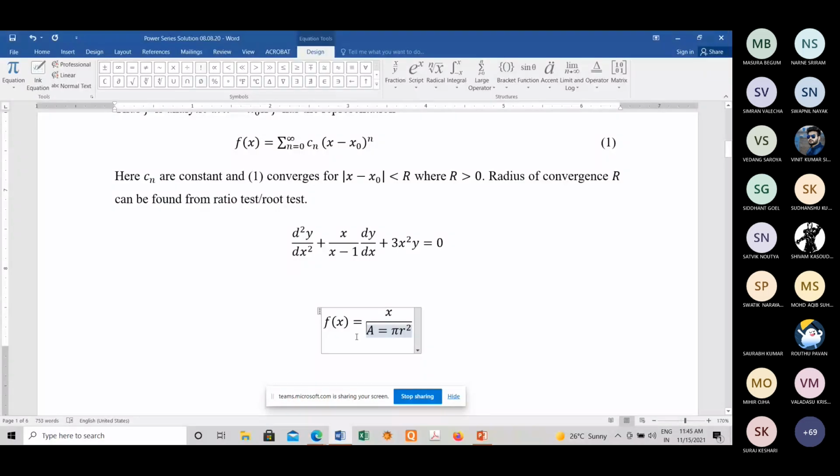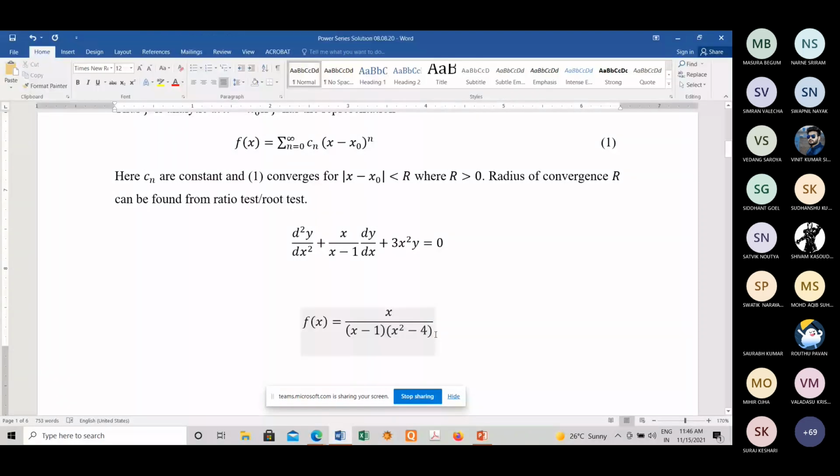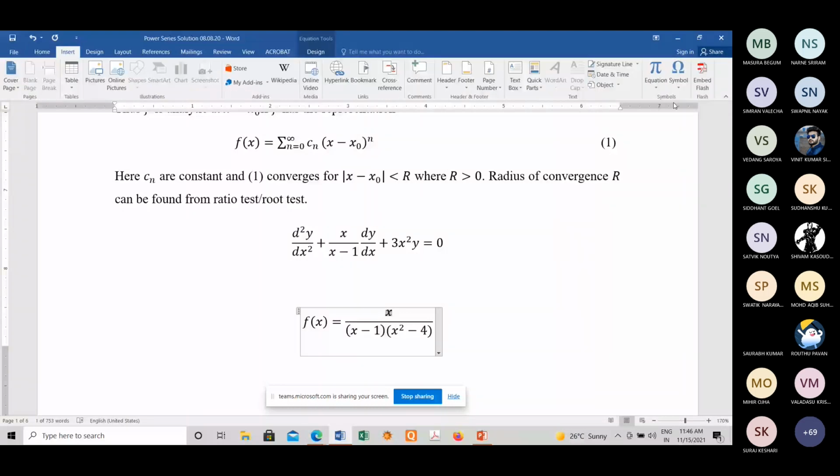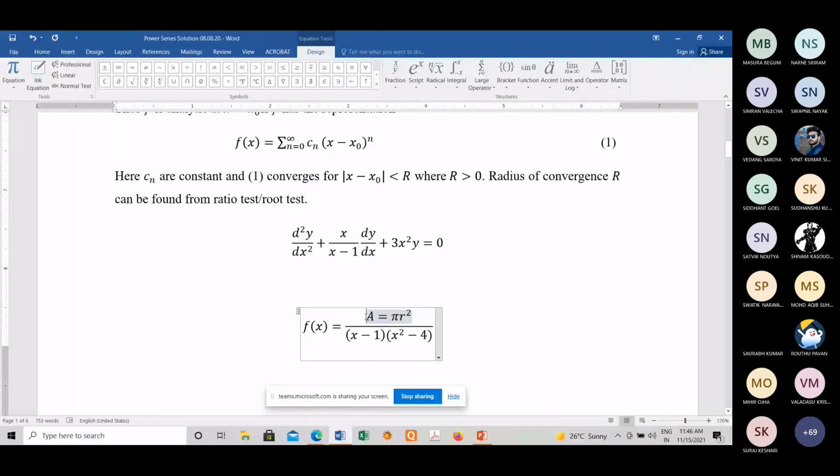Yes, so here I'm considering x minus 1 over x square minus 4, x square.